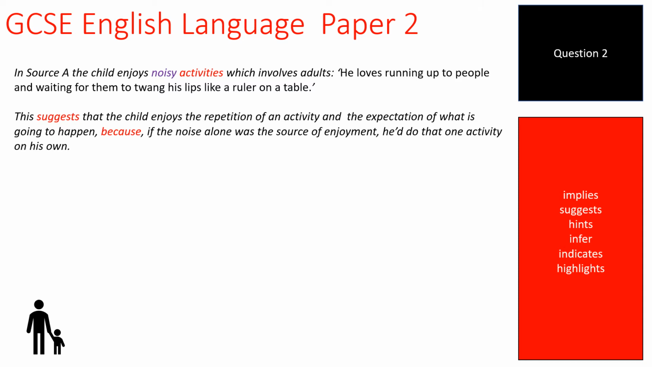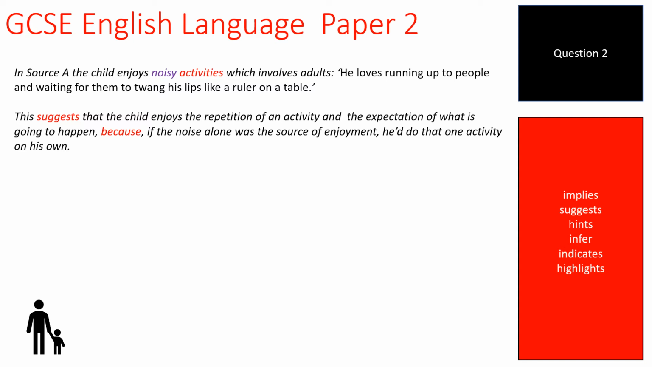So I've got down here, this suggests that the child enjoys the repetition of the activity and expectation of what is going to happen. Because if the noise alone was the source of enjoyment, he'd do that one activity on his own. Now you can see that I've highlighted a few words because those words are the words that are actually doing the work for me here. So I've got the word suggests. Now I've put some other words down the side here that will help you. That helps you to develop your inference.